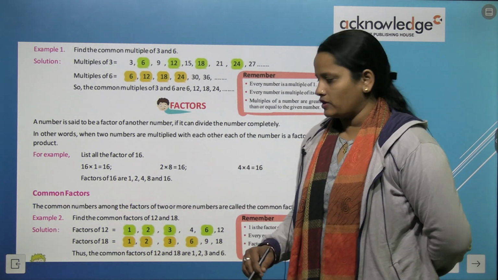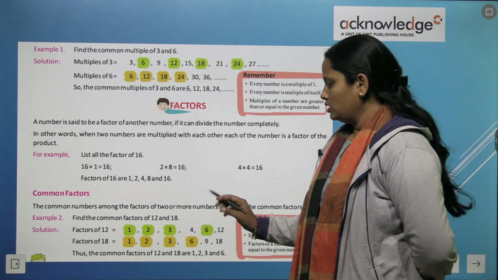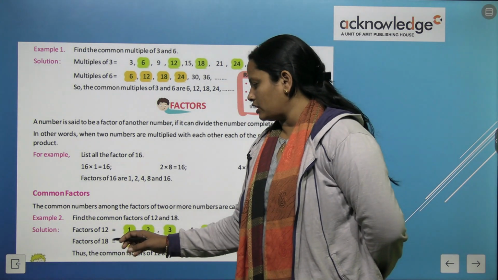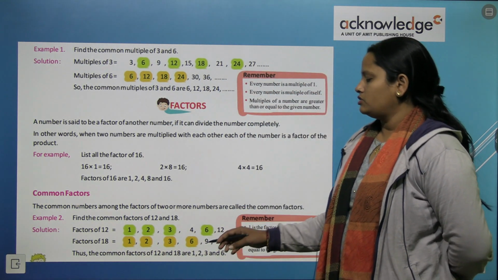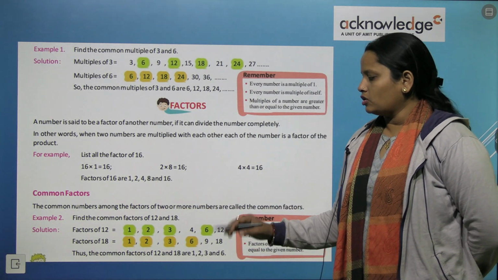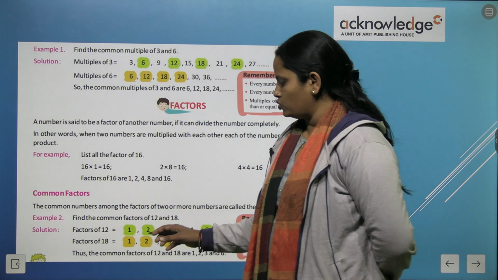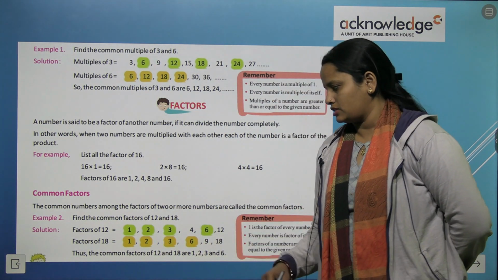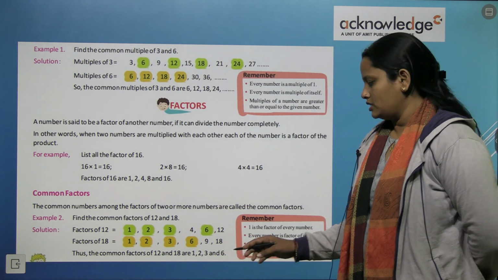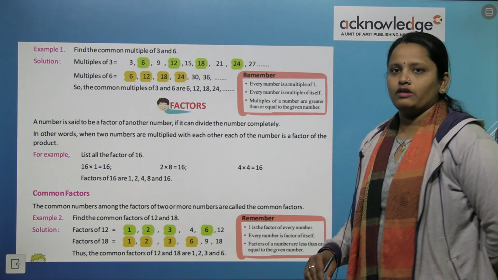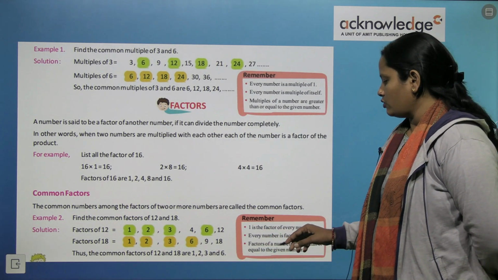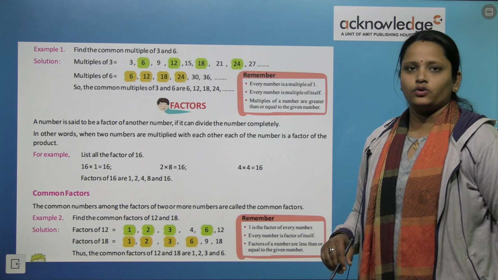So here the factors of 12 are 1, 2, 3, 4, 6 and 12. Similarly, the factors of 18 are 1, 2, 3, 6, 9 and 18. अब इन दोनों में आप देखो कॉमन फैक्टर्स क्या है. 1 दोनों में है, 2 दोनों में है, 3 है and 6. So the common factors of 12 and 18 are 1, 2, 3 and 6. 1 is a factor of every number. Every number is a factor of itself and factor of a number are less than or equal to the given number.